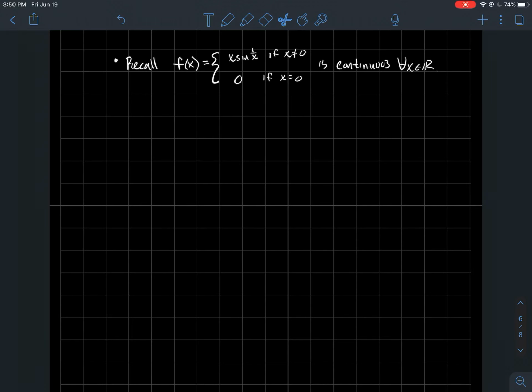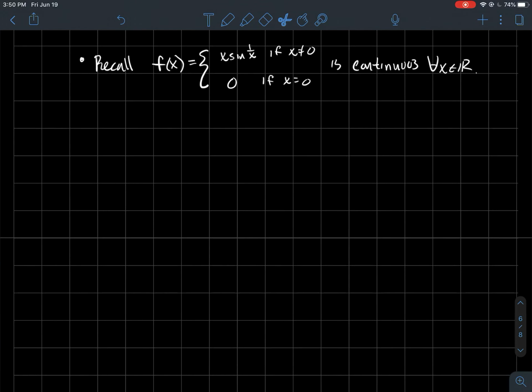This is a short video about a couple examples of showing a function is continuous and differentiable, and the relationship between those two concepts. So I think we may have looked at this function before. Look at this piecewise function, f of x. It's x times sine of 1 over x as long as x is non-zero, and it'll be 0 when x is 0. So the first thing I claim is that this thing is continuous for all real numbers x.